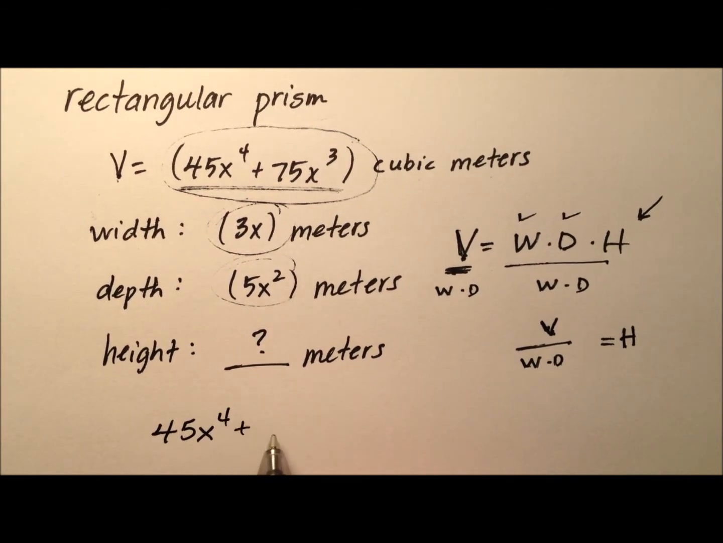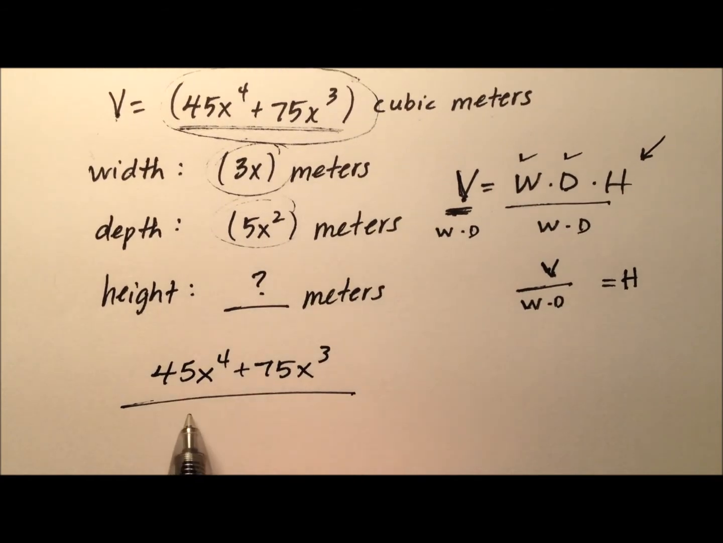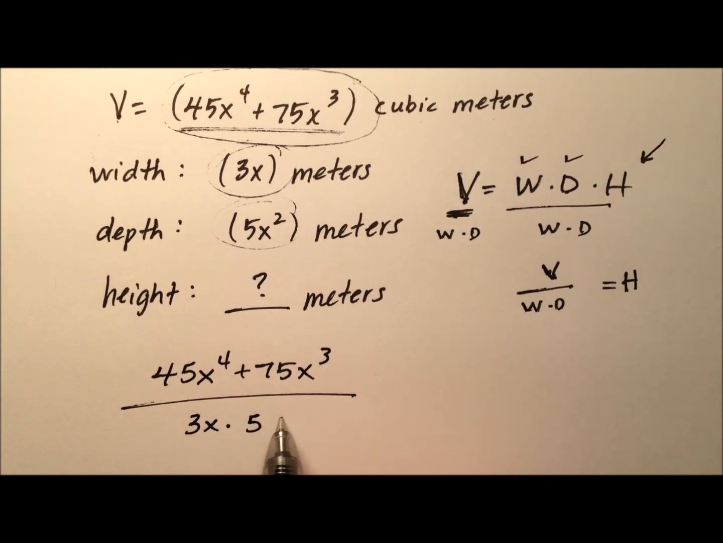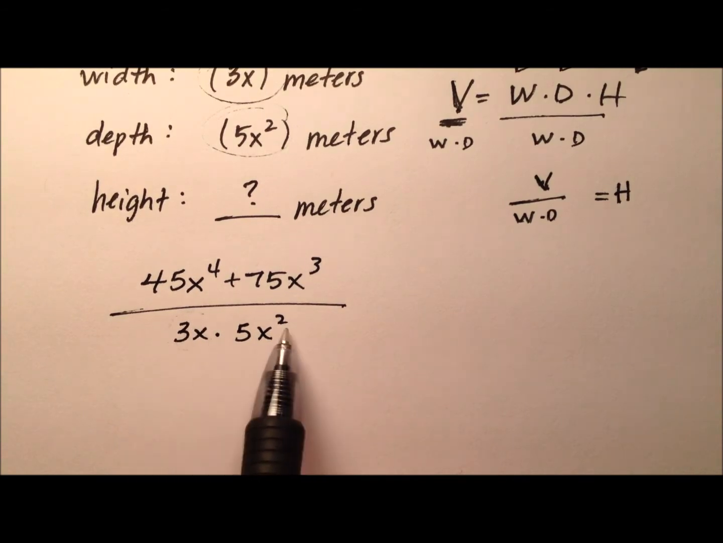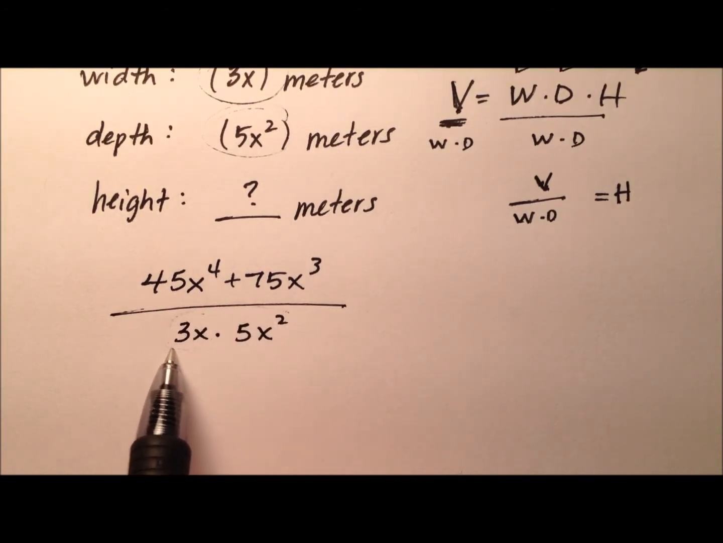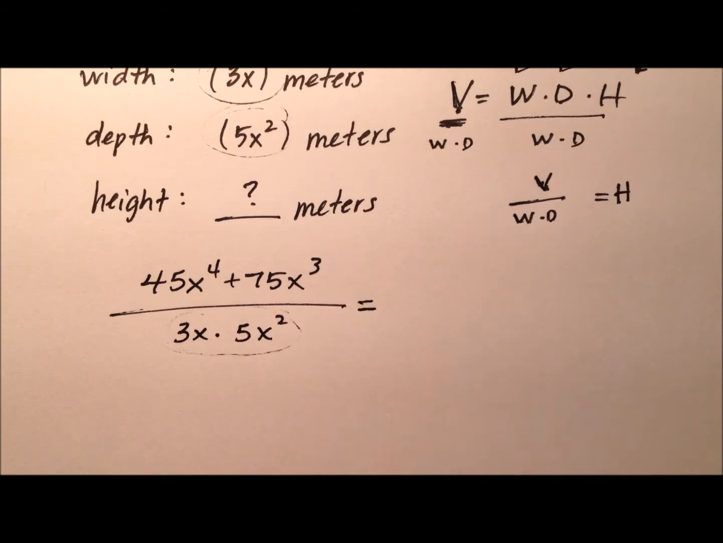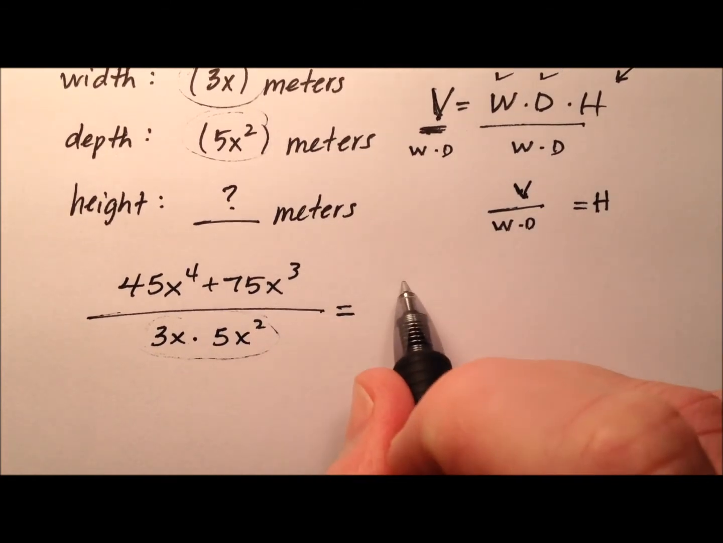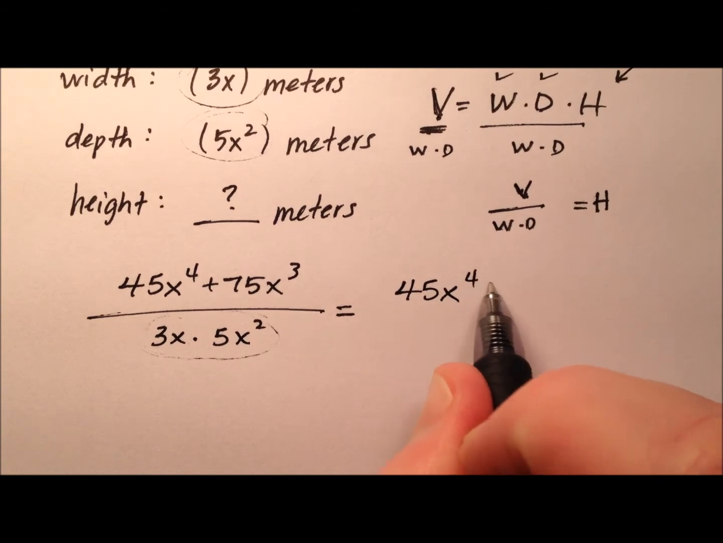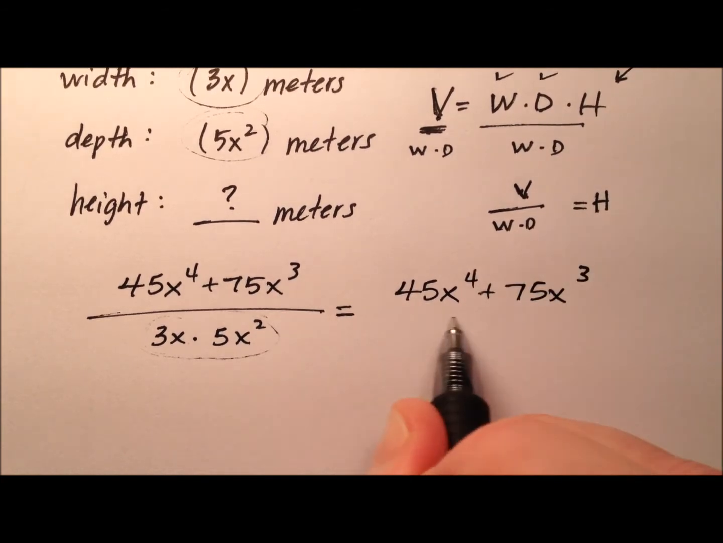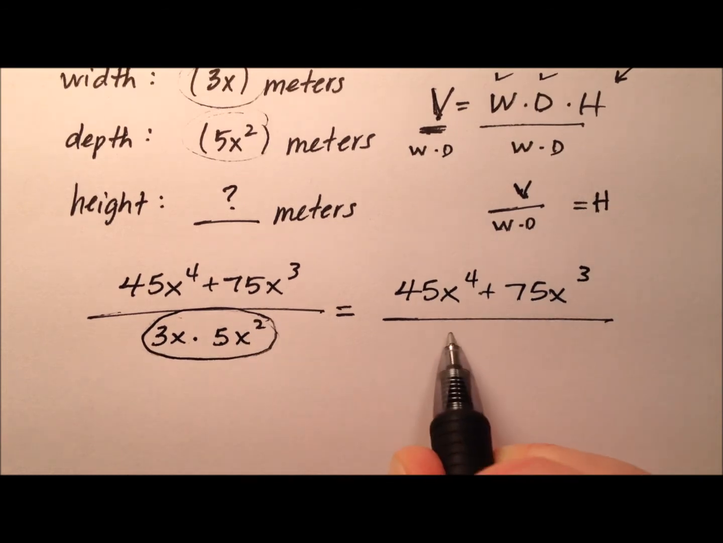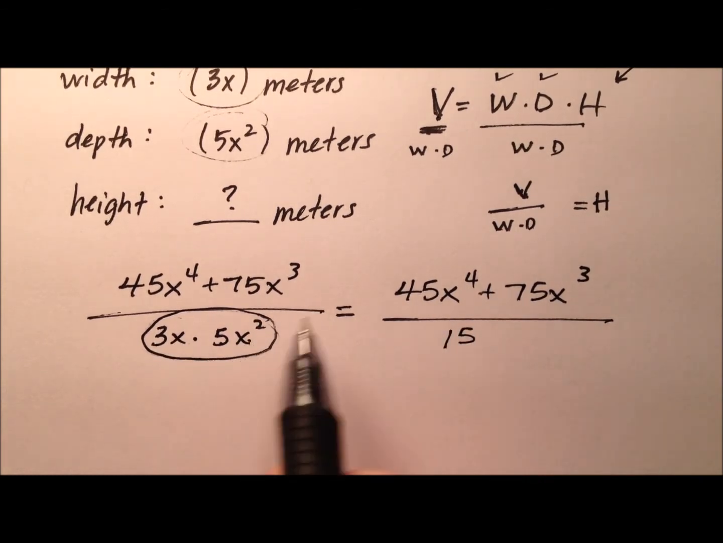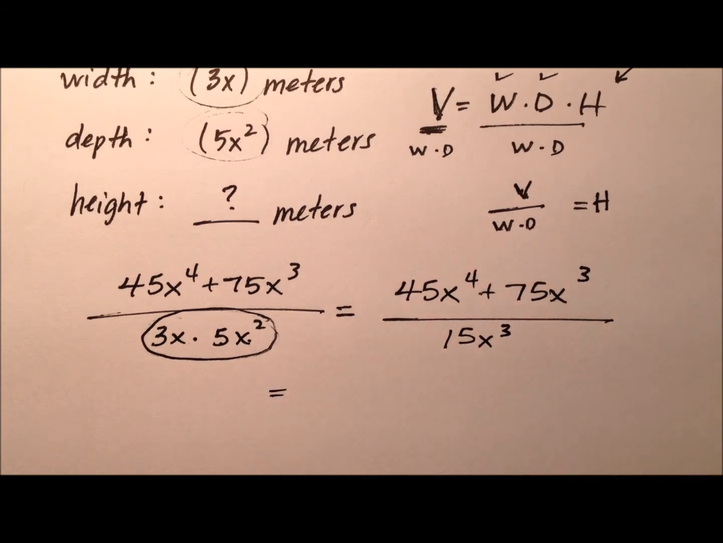45x to the fourth plus 75x cubed, and we're going to divide that by 3x times 5x squared. We could do it a couple of ways. We could divide first by this and then divide by this, or we could multiply this together and then do the division together. That probably would be the better way to go about it. So 45x to the fourth plus 75x cubed, let's divide that by the product here, which 3 times 5 is 15, and then x times x squared will be x cubed.